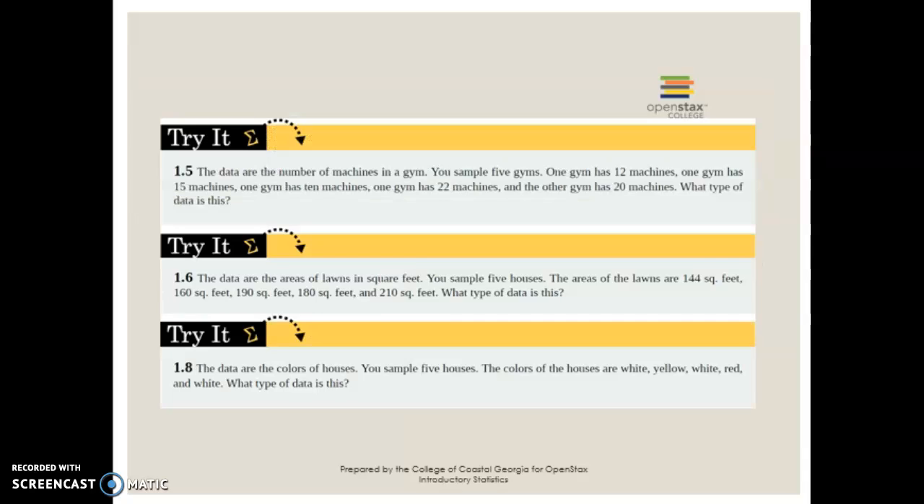So, right here, the data are the number of machines in the gym. You sample 5 gyms. One gym has 12, one gym has 15. One gym has 10, 22, and the other has 20. What type of data is this? Well, this is just counting, okay? And counting is quantitative discrete. So this is quantitative, and it's discrete because you are counting.